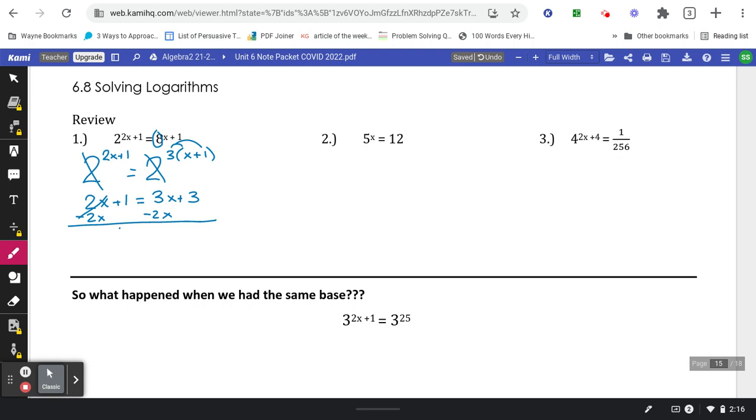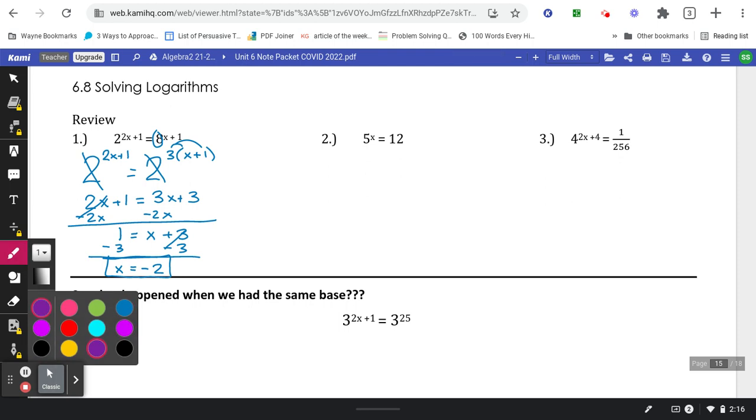And again, if I ever go too fast through this video, just go ahead and pause, catch up, and then turn it back on. Subtract 3, and we'll get x equals negative 2. For the next problem, problem number 2, 5 and 12 cannot be made into the same base number.